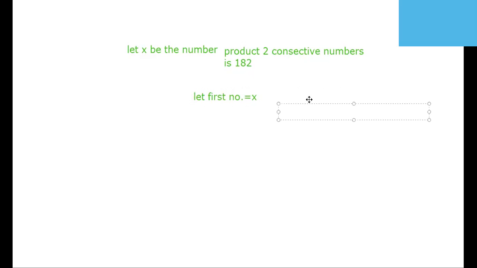And the next number will be the next consecutive number, or the second consecutive number, equals x plus 1, because whenever you write consecutive numbers, you have to write x plus 1. So according to the statement, the first number is x and the second number is x plus 1.